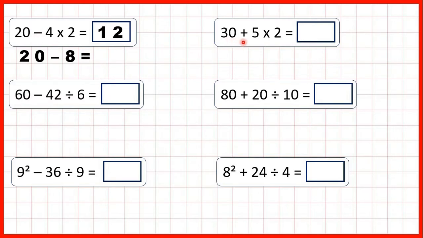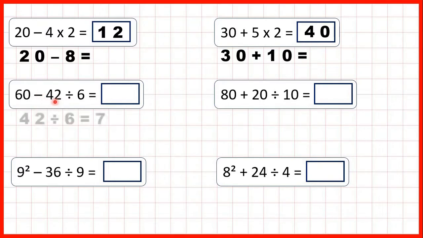Now we have 30 plus 5 times 2. Again, we need to remember that we multiply before we add. 5 times 2 is 10, so we need to work out 30 plus 10. That's 40, so that's our answer. Now we have 60 minus 42 divided by 6. We need to remember that we divide before we subtract, so we need to work out 42 divided by 6 first. That's 7, so now we can work out 60 minus 7 to give us our answer, 53.